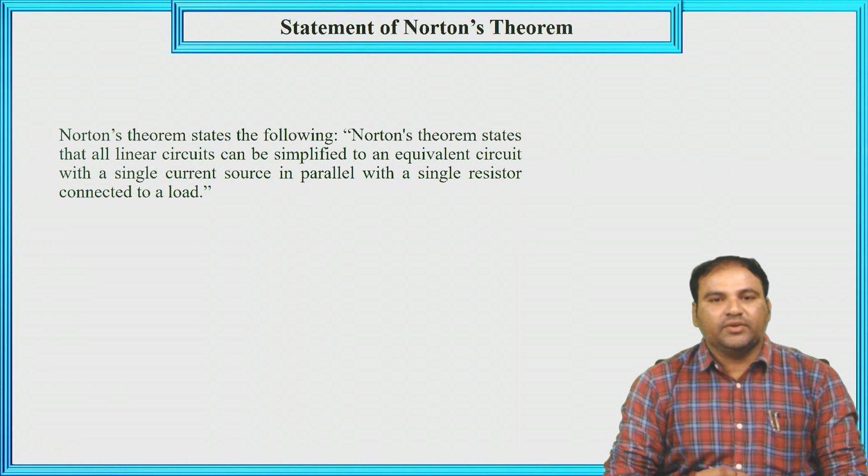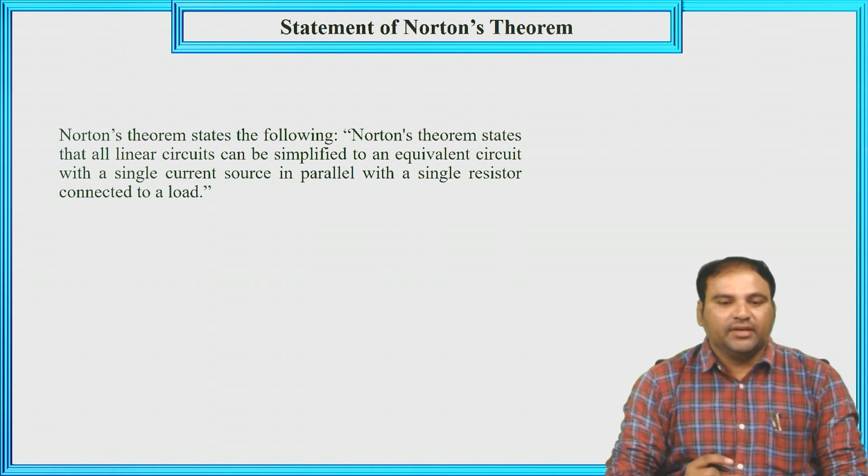I will tell you once again. The statement of Norton's theorem is: in any linear or bilateral network containing two or more voltage or current sources, the total voltage or current is replaced by Norton's current and the total resistance is replaced by Norton's resistance in parallel with the load resistor RL. That is the statement of Norton's theorem.